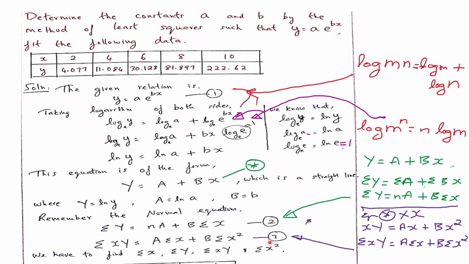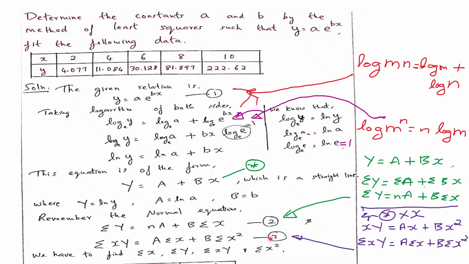And how to get this equation 3? I have written it directly, but I have explained it on the side. This equation star, previously we had called this type of equation as 1, if you remember the previous problem. So equation star into x, that becomes x into capital Y is equal to A into x plus B into x into x, that becomes x square. Now you take the summation: sigma xY is equal to A into sigma x plus B into sigma x square. So that is equation 3.